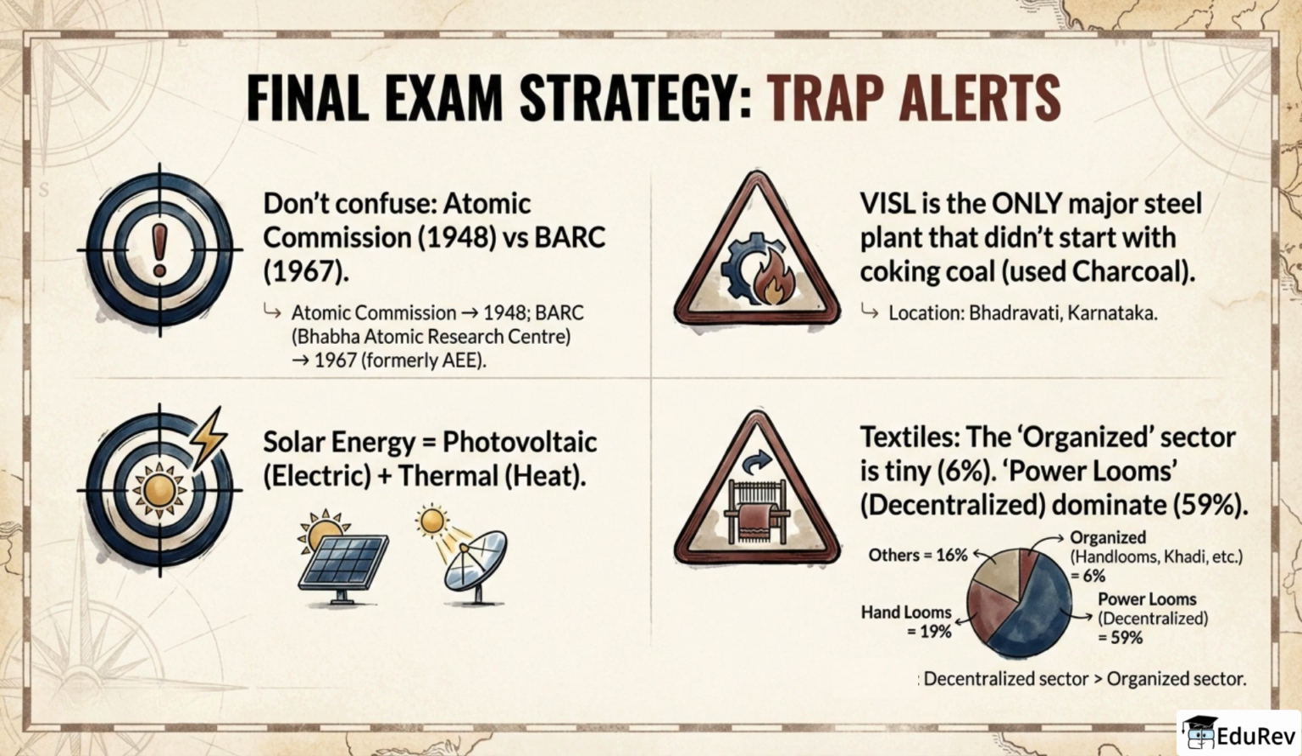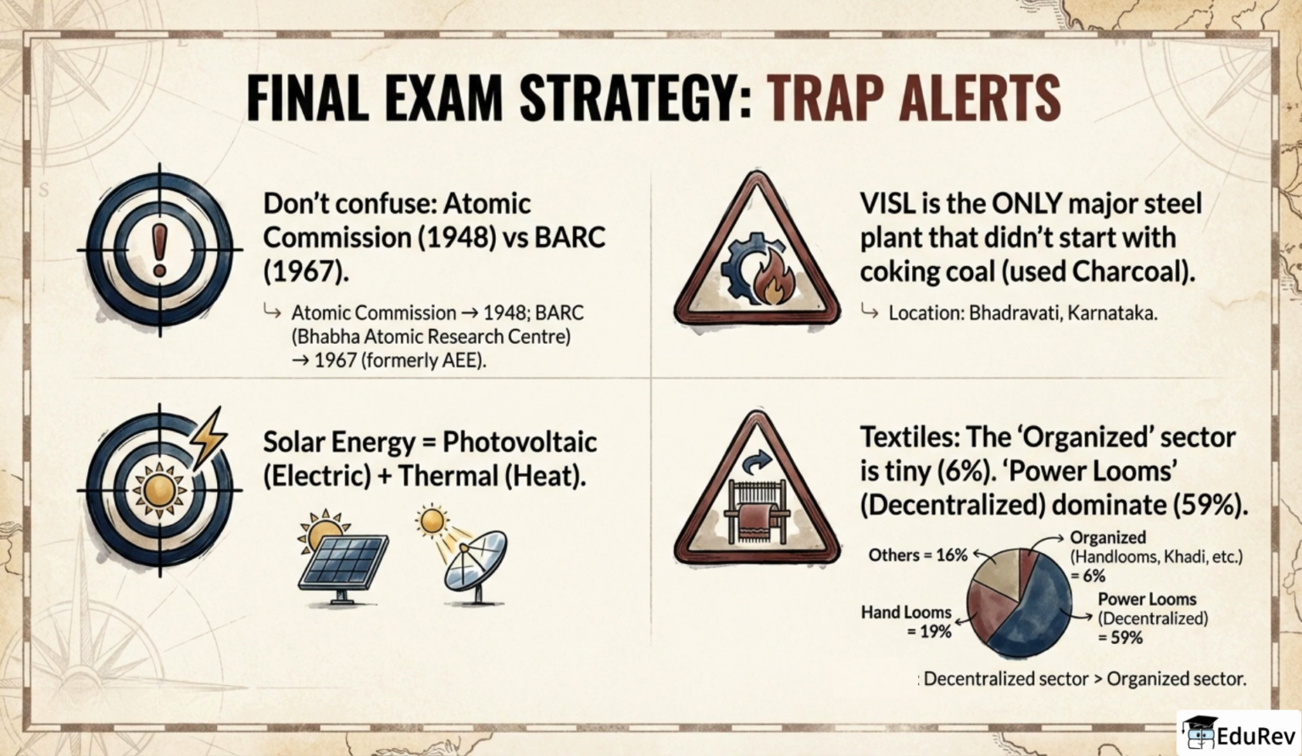Second trap. VISL is the only major steel plant here that did not begin with coking coal. It used charcoal and it is located in Bhadravati, Karnataka. Third trap. Solar energy is not one thing. It includes photovoltaic for electricity and thermal for heat.